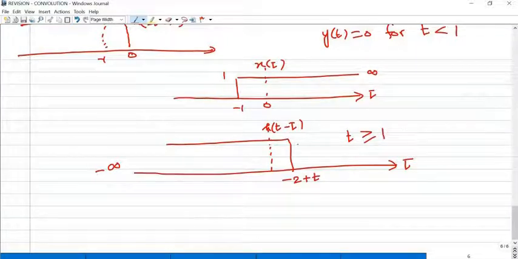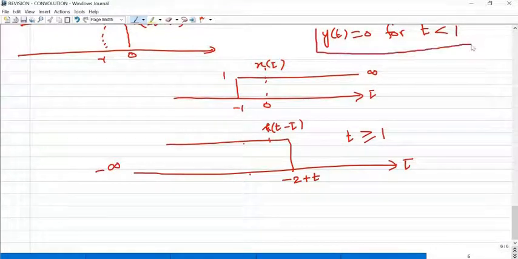This t may be exactly 1 at this point, or 2 at this point, and 3 at this point, 4 at this point. So you draw the generalized diagram of h of t minus tau for the non-zero values of y of t. Here also there is only one kind of overlap. If you shift your t minus tau diagram, when t is greater than or equal to 1, that is 1, 2, 3, 4, 5 and so on, your h of t minus tau signal partially overlaps with this x of tau. And we already found y of t equals 0 for t less than 1.